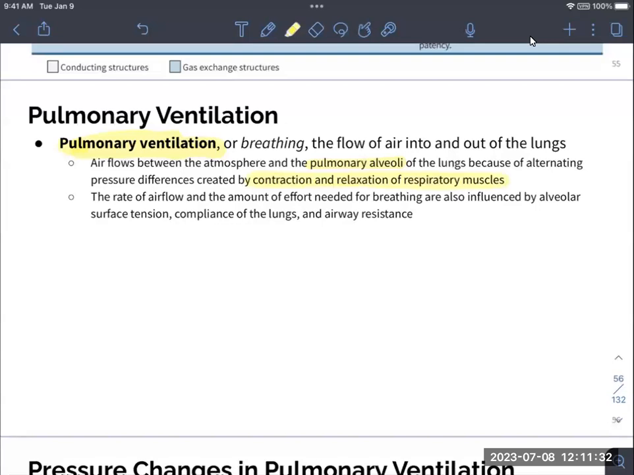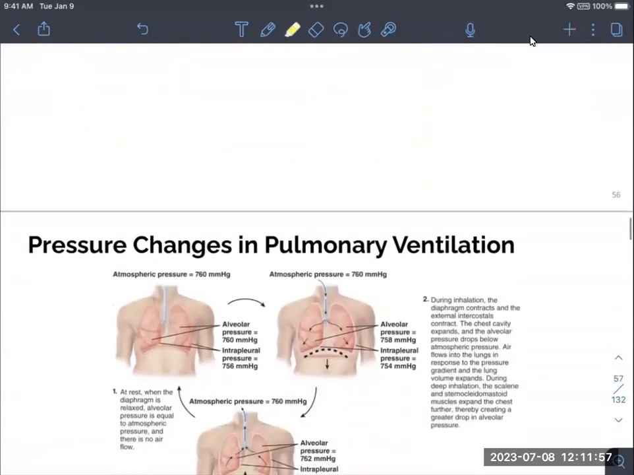So there are different things that are going to influence breathing rates: the surface tension in those alveoli, lung compliance, and airway resistance. We will look into how all of these play a role with pulmonary ventilation, or breathing, today.